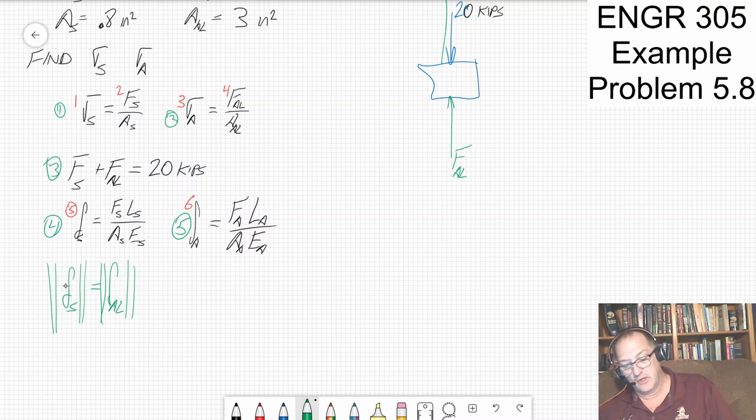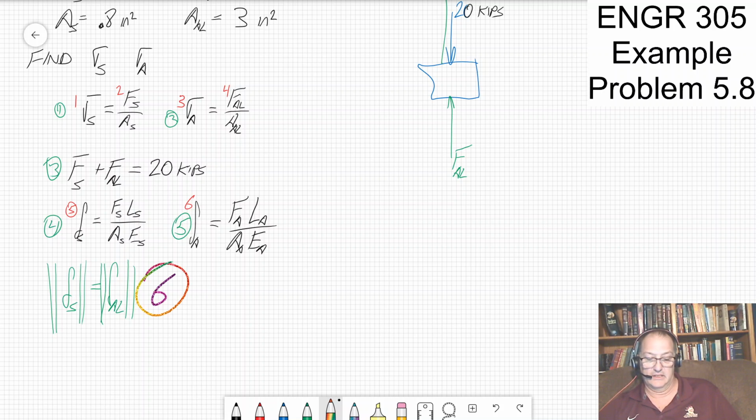The force in the steel is positive. The force in the aluminum is negative. And that would make the deflection in the aluminum negative. And then the deflection of A plus the deflection of B is 0. But this will work just the same. And this gives me equation 6 without any additional variables. And now I just plug in and solve the system again. It's actually going to be the very same process.